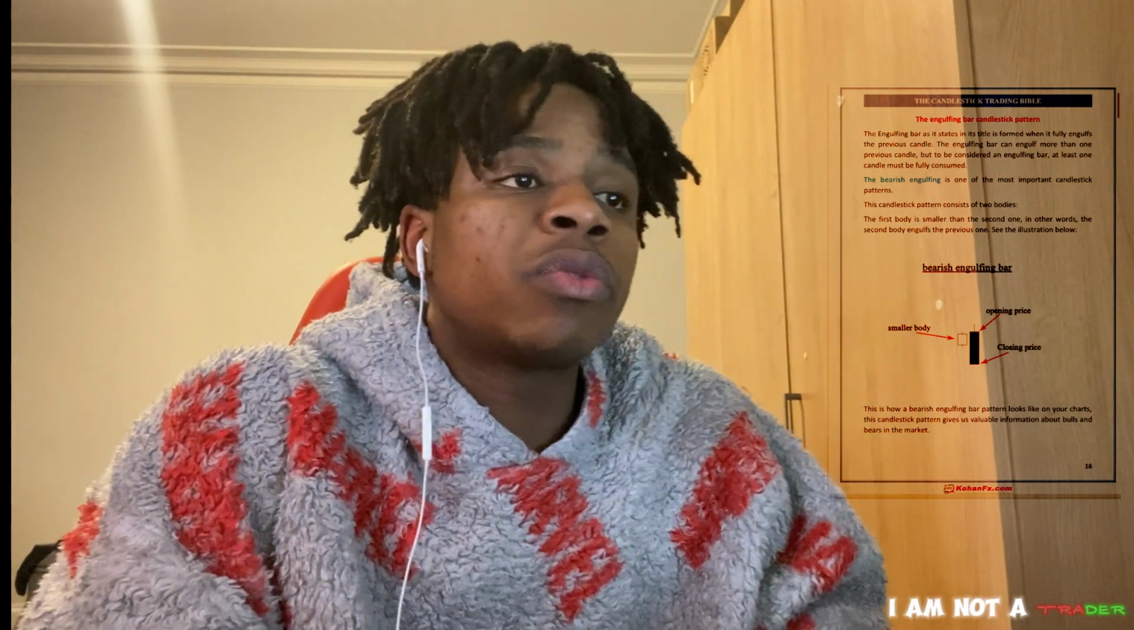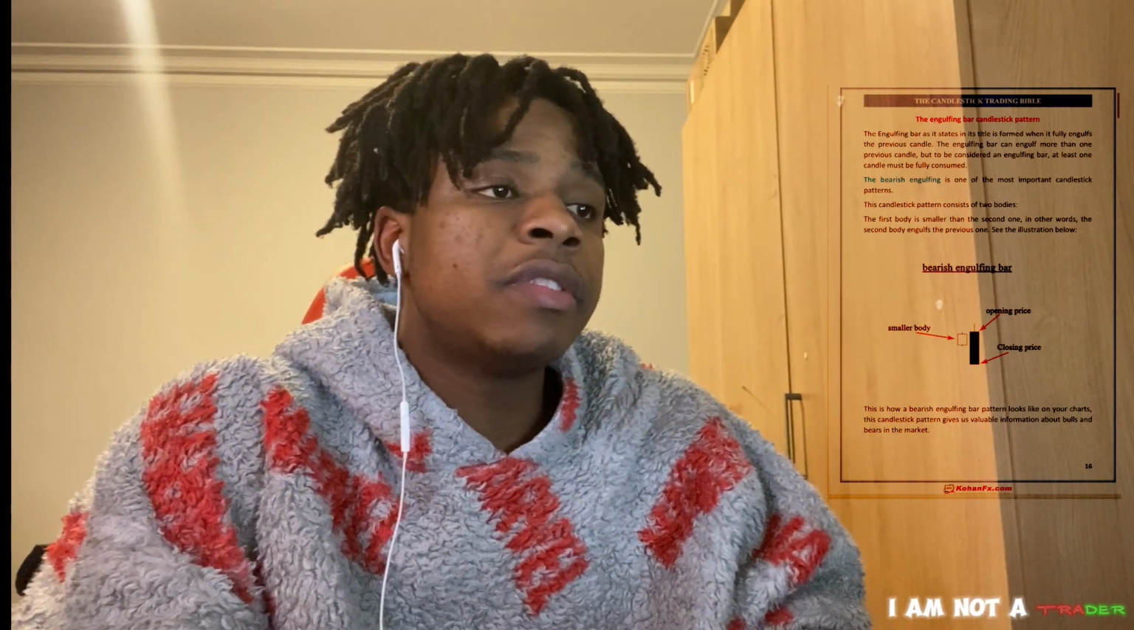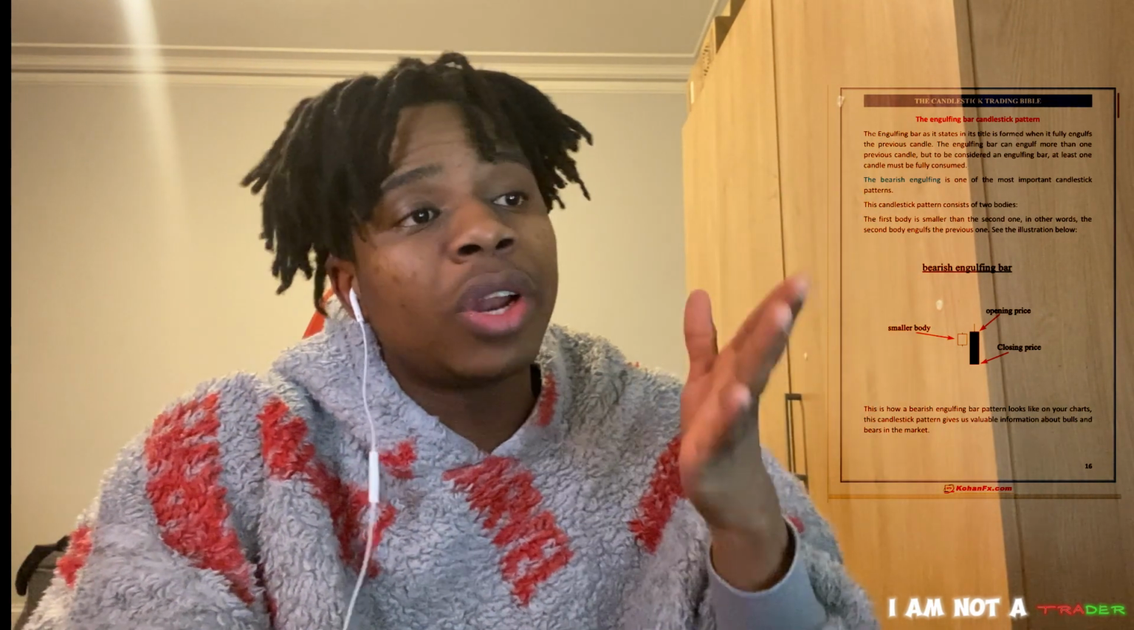The bearish engulfing is one of the most important candlestick patterns. This candlestick pattern consists of two bodies. The first body is smaller than the second one. In other words, the second body engulfs the previous body. You see the picture on the screen. So this is how an engulfing pattern looks like.